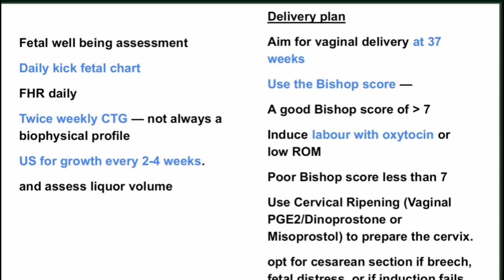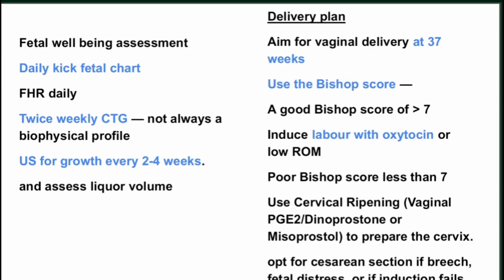We do a daily kick chart, and also we do our fetal heart rate monitoring daily using a fetoscope or Pinard fetoscope. We do our CTG twice weekly. Okay, we do our obstetric ultrasound for growth every 2 weeks just to assess for the liquor volume.